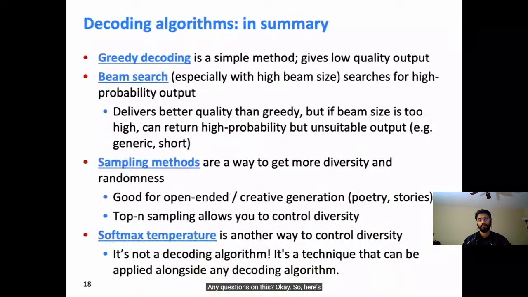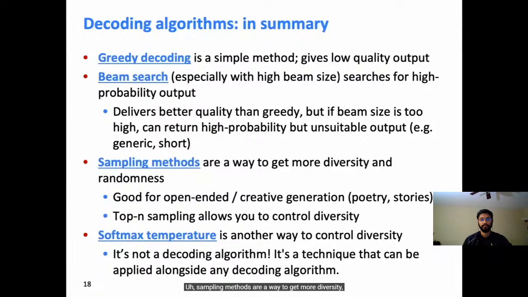Okay, so here's a summary of what we just learned about decoding algorithms. Greedy decoding is a simple method. It gives kind of low quality output in comparison to the others, at least beam search. Beam search, especially when you've got a high beam size, searches through lots of different hypotheses for a high probability output. And this generally is going to deliver better quality than greedy search. But if the beam size is too high, then you can have these kind of counterintuitive problems we talked about before, where you've retrieved some kind of high probability but unsuitable output. So something that's too generic or something that's too short. And we're going to talk about that more later.